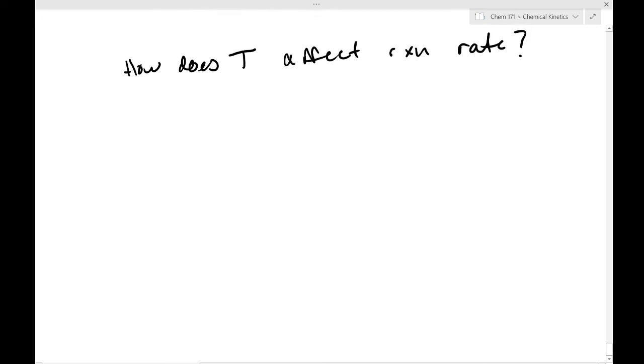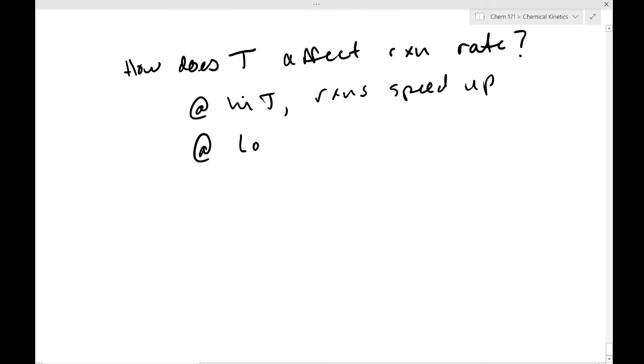If we think about this for a little bit, we realize that temperature should indeed affect the reaction rate simply because at higher temperatures, you should have more thermal energy available, and therefore you should be able to react much faster, given the delta H of the reaction. Okay? So at high temperatures, generally speaking, reactions speed up, and at low temperatures, reactions slow down.